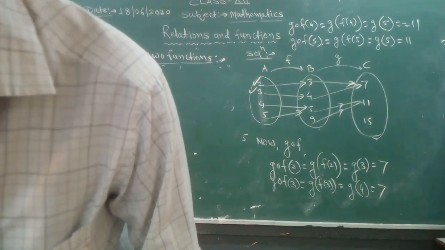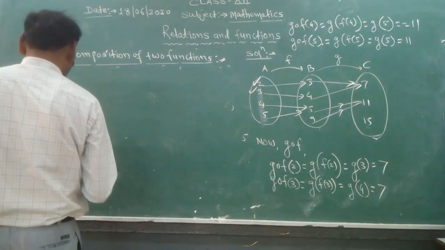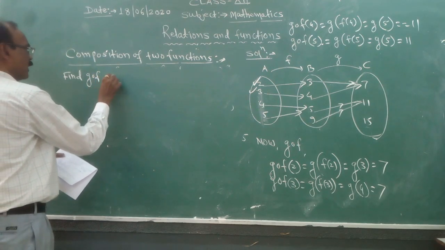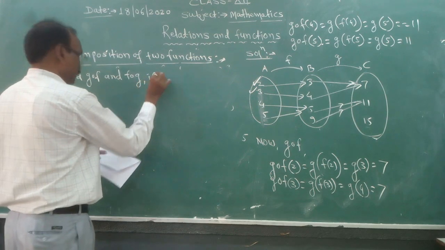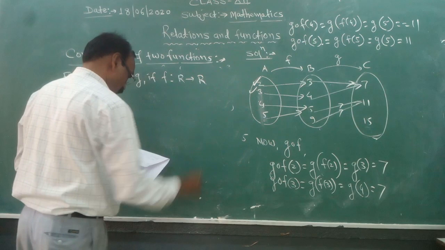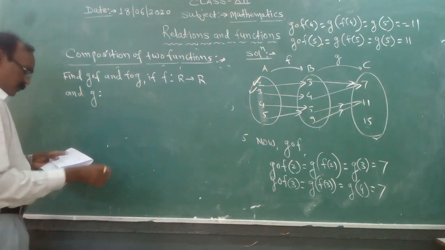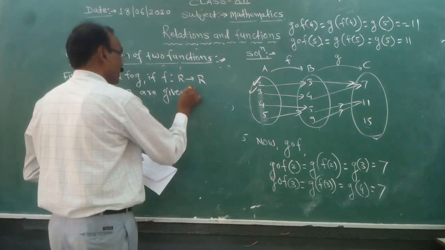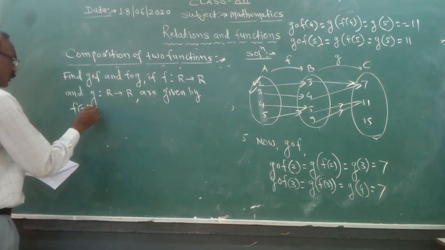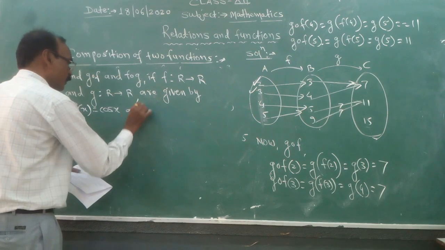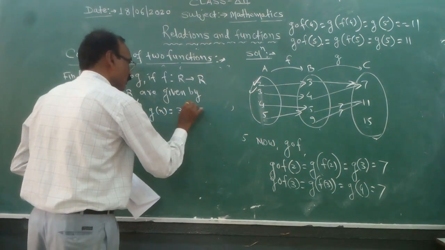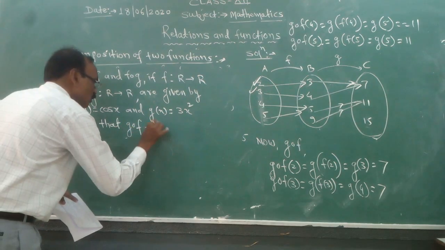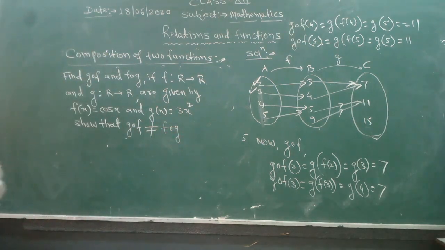Last one question. Find g circle f and f circle g if f is a function from R to R and g is a function from R to R, real number to real number, given by f of x equal to cos x and g of x equal to 3x square, so that g circle f is not equal to f circle g.